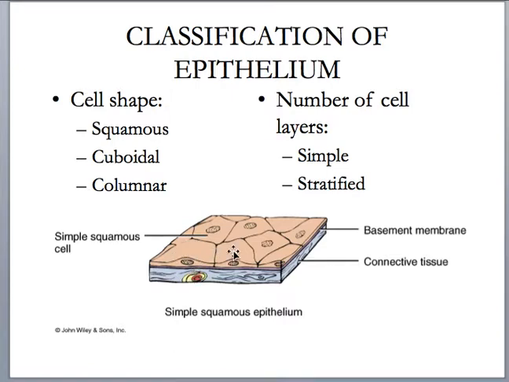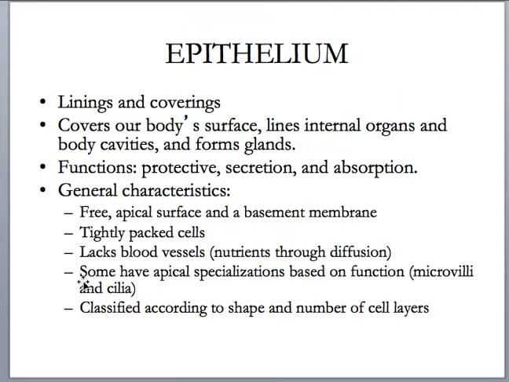And same thing, the waste that's generated from these cells will diffuse through the connective tissue and into the blood vessels of the connective tissue. But the epithelium itself is not vascularized, so it lacks blood vessels. Some have apical specializations based on its function. So what that means is some epithelia you will find on that free apical space, you'll find microvilli or cilia.